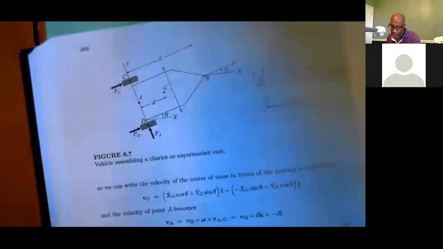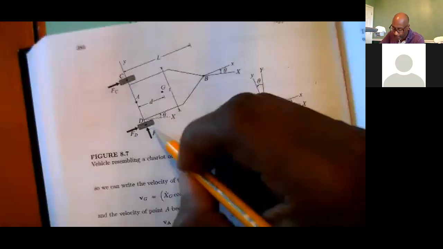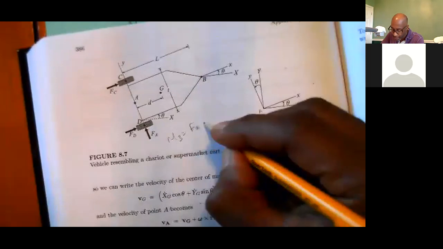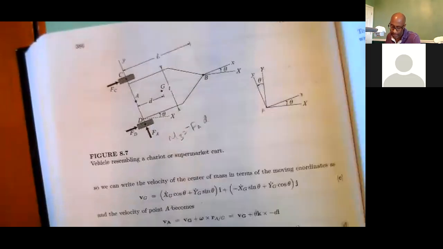Otherwise, you're right, you would have to look at it. It would be a negative moment, a third moment, and it would be FA D minus. Okay. Yeah.